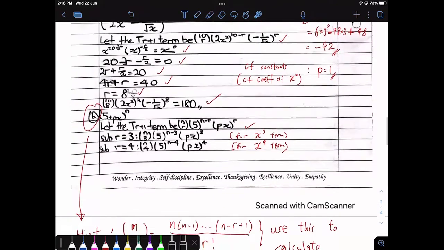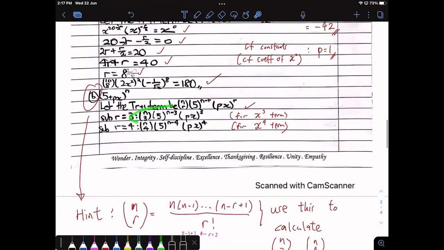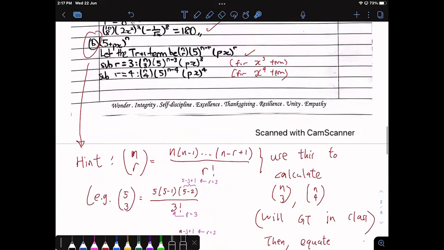18b. This one, I'll go through. It is given that in the expansion of (5 plus px) power n, the coefficients of x cubed and x power 4 are the same. Express n in terms of p. So coefficients are the same, so you know the procedure, but after you reach this step, you got stuck, right? So I gave you a hint. Use this formula.